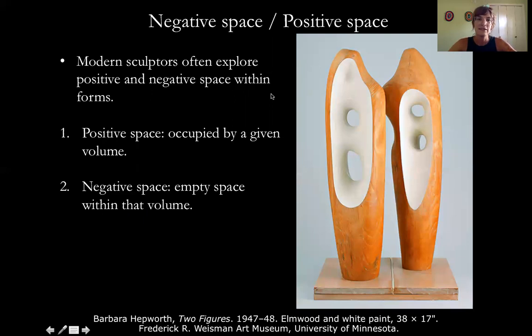And of course, this gets us thinking about modern sculptures and how they use this as well. So it's not just a two-dimensional space that we see positive and negative come out. We also see it in sculptures, especially modern sculptures who are working around the turn of the century and into the 1950s. Here you have a work by Barbara Hepworth. And so here the positive space would be occupied by the volume of the object, and then the negative space would be the empty space within the object. So the holes that you see here that lead us to the background.